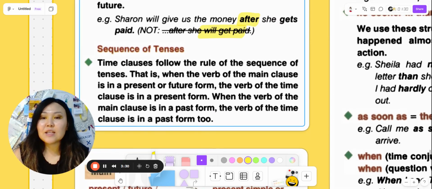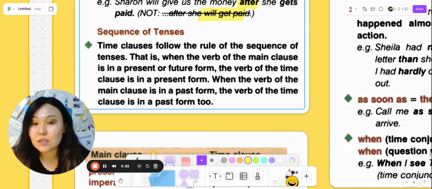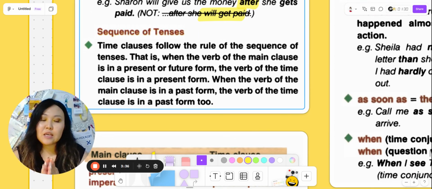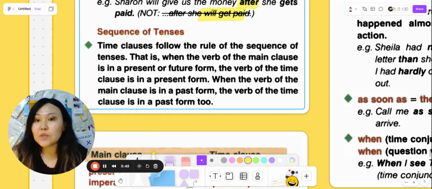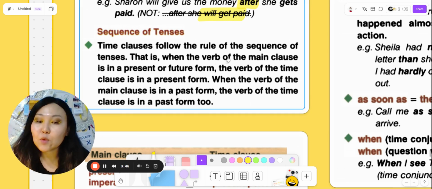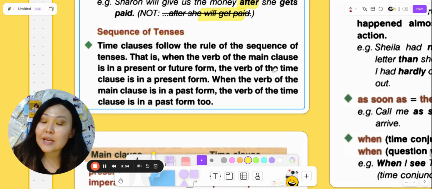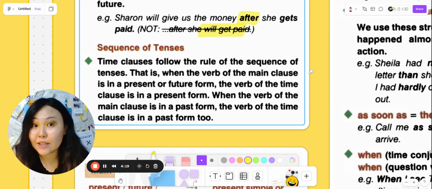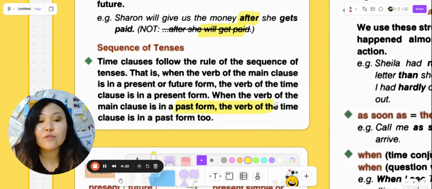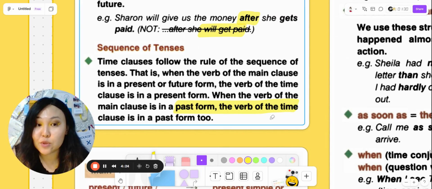Also, we have the thing that is called sequence of tenses. It is really important, and if you get used to it, you will understand that it's really logical. Time clauses follow the rule of the sequence of tenses. That is, when the verb of the main clause is in a present or future form, the verb of the time clause is in a present form. When the verb of the main clause is in the past form, the verb of the time clause is in a past form too.